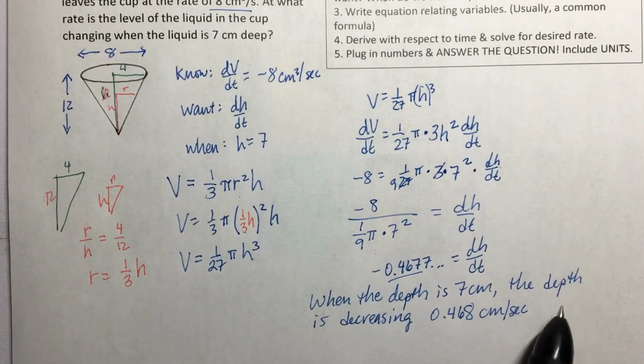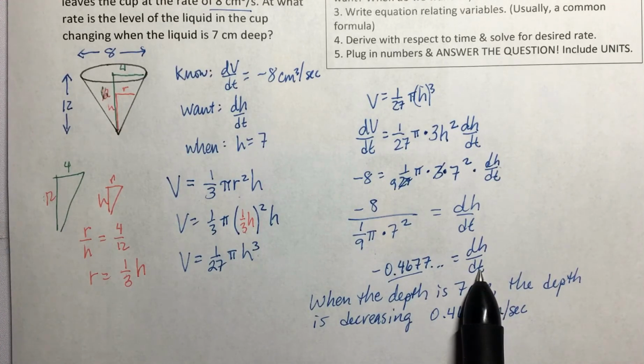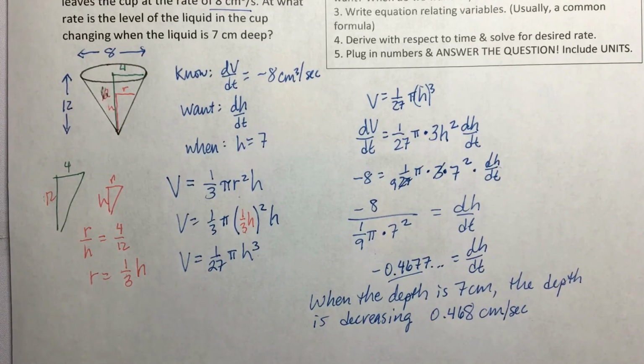So make sure you answer in words and give that context basically, and include those units. We don't say decreasing a negative amount because that's weird. And we make sure we have those units, and since height is in centimeters and t is in seconds, we have centimeters per second. And there is our next equation.